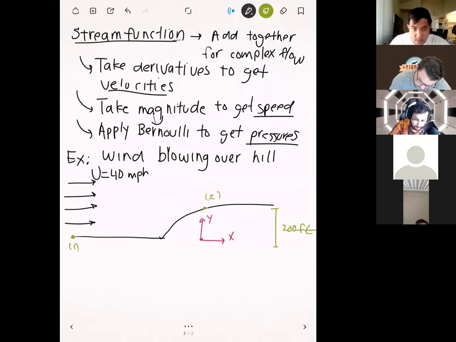Point 2 will be kind of this location right here, right above the origin. And then point 3 will be right at the foot of the hill. Okay.